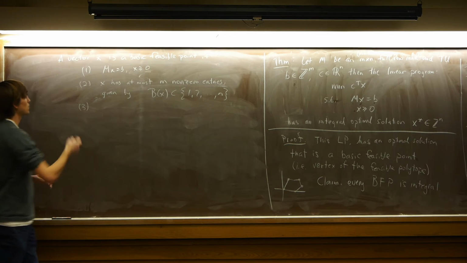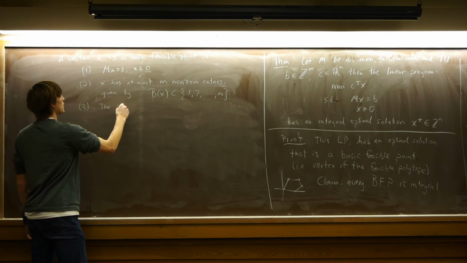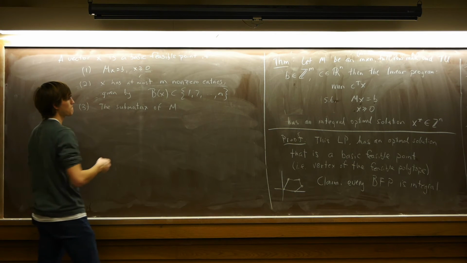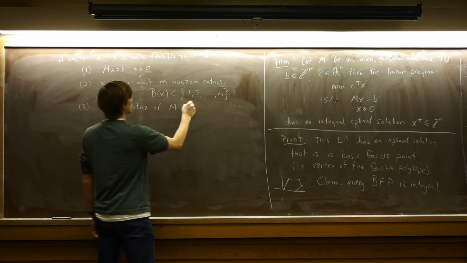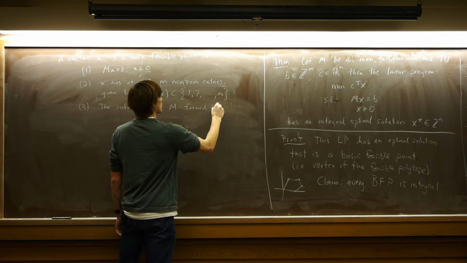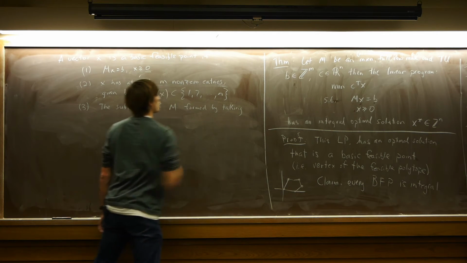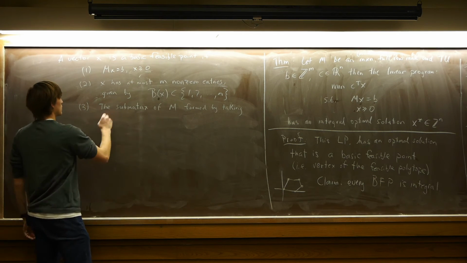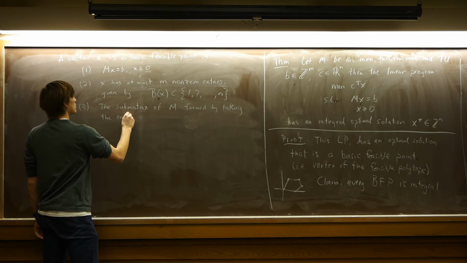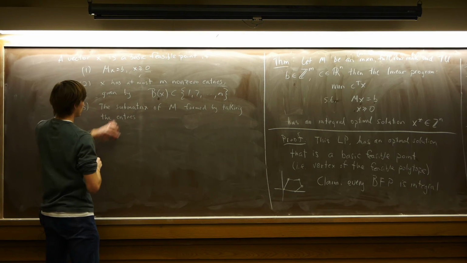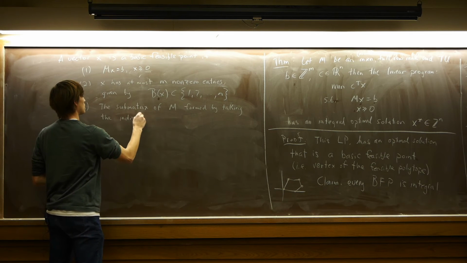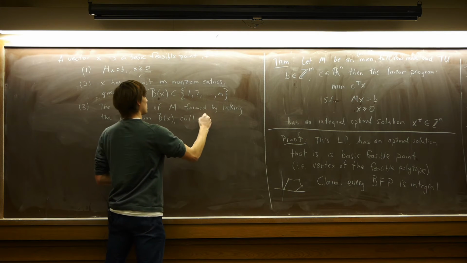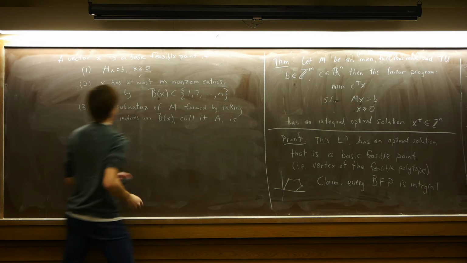And the third thing that we need to make sure is true is the submatrix of the constraint matrix, M, formed by just taking the columns of those m non-zero entries, or those indices. Let's call this submatrix A. It's non-singular.